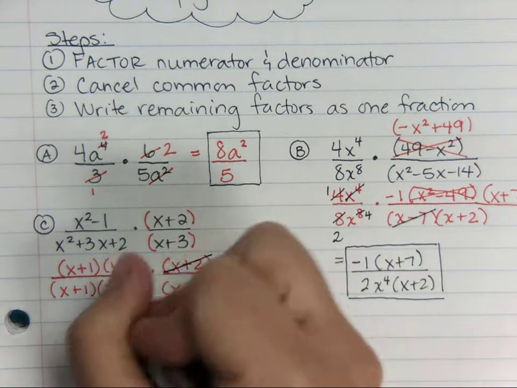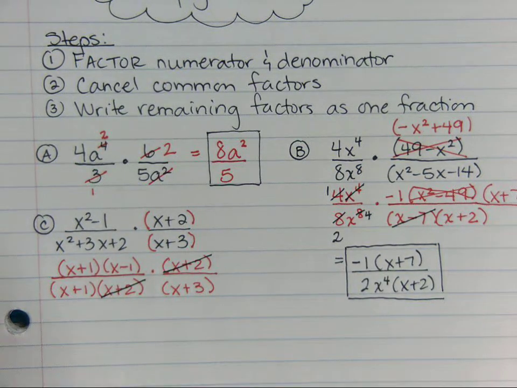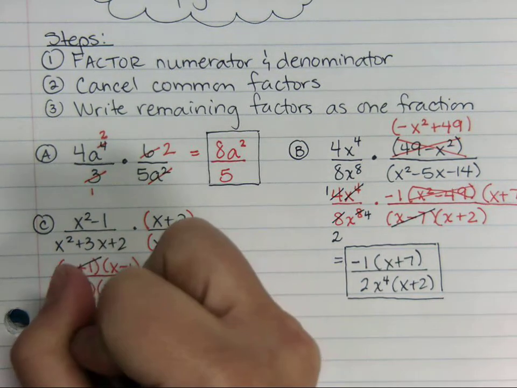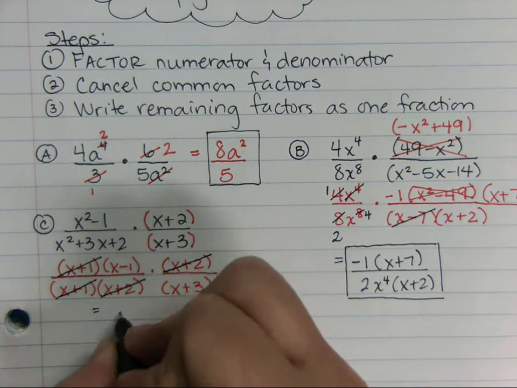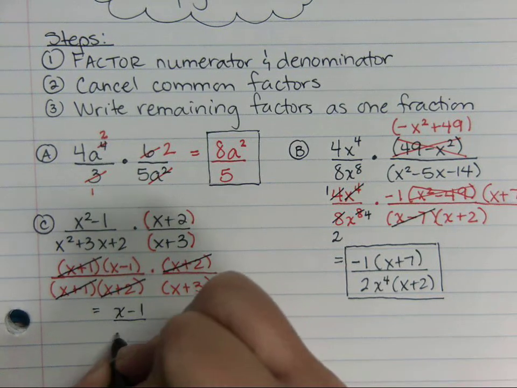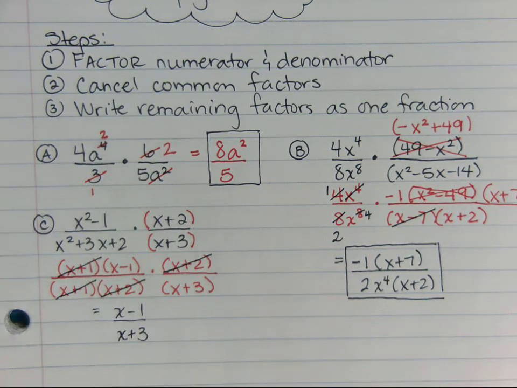So x plus 2 and x plus 2. The x plus 1's cancel. And whatever factors are left up top, you keep up top. Whatever is in the bottom, you keep in the bottom. And you can put the little parentheses around them if you like.